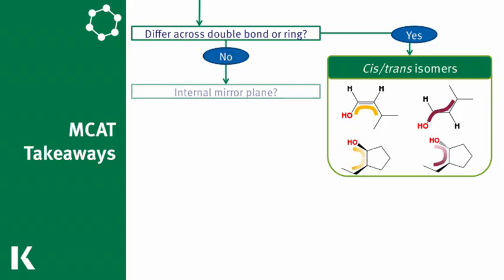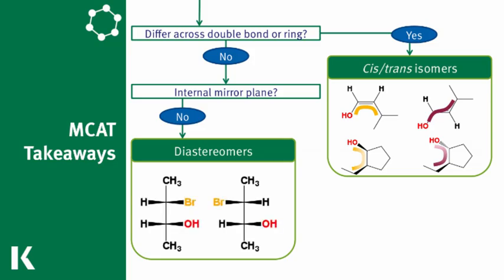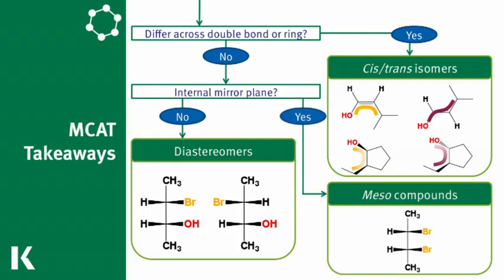In the absence of an internal plane of symmetry, configurational isomers with more than one stereocenter that were non-superimposable and were not mirror images of one another were defined as diastereomers. If a configurational isomer with multiple stereocenters did have an internal plane of symmetry, we saw how it could be a meso compound.